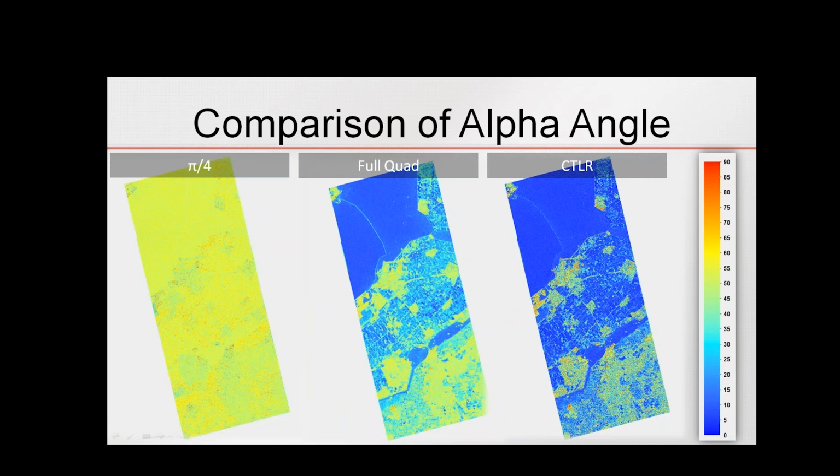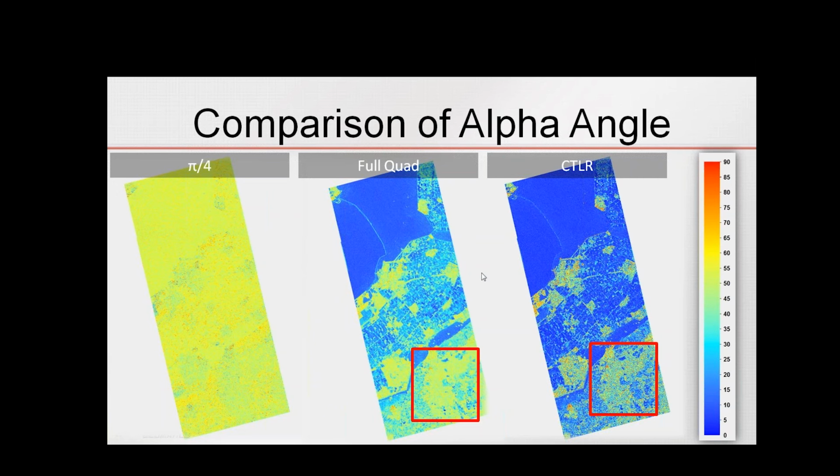So if we compare the CTLR alpha angle to the full quad, I'm going to completely disregard the pi over 4 for this one. You'll notice that the CTLR results are much lower. Looking at a smooth surface right here, you can see that the values are lower. And if we look at the dipole scattering in this mixed forested area right here, you'll notice that once again the CTLR's values are much lower.